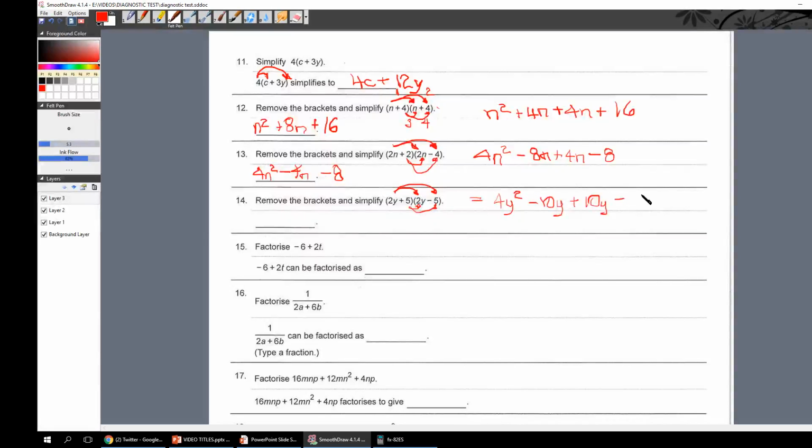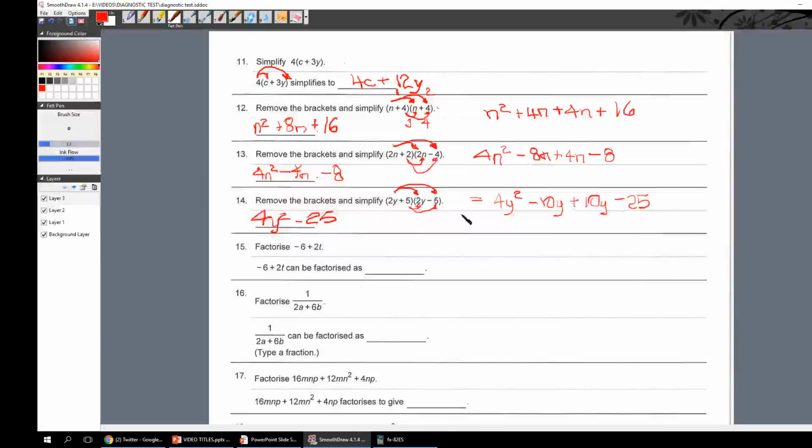And then you're going to get minus 25. Okay, minus 25. So you can see straight away that's going to be 4y squared minus 25.